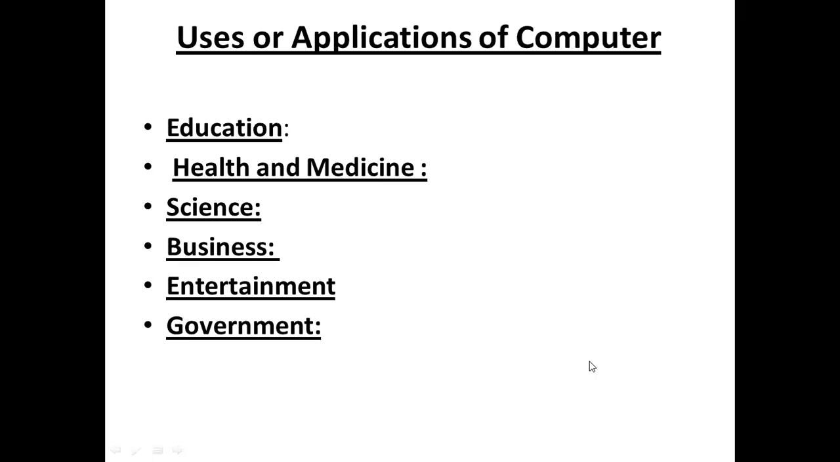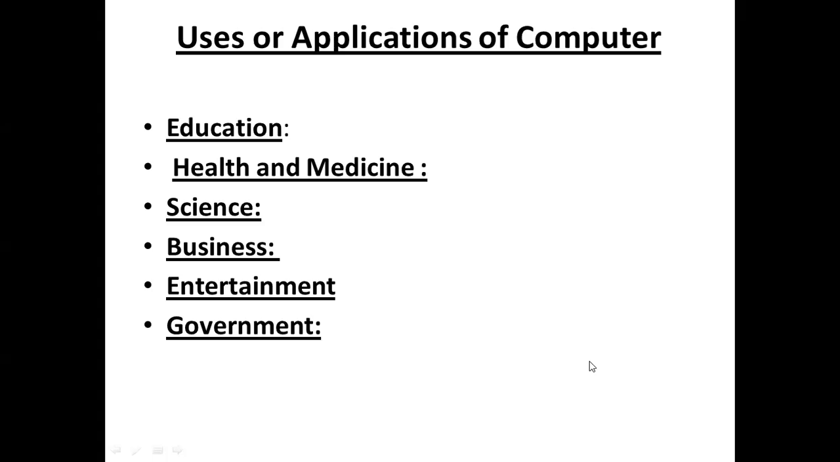Second is health and medicine. We know that now hospitals are fully automated. We get bill slips online. We can book the appointment online. Now every test can be done online. It means now computer is also useful in hospitals, in the health sector or in the medicine sector.